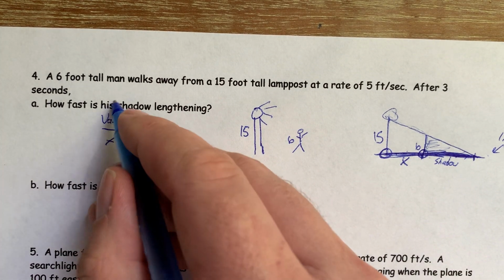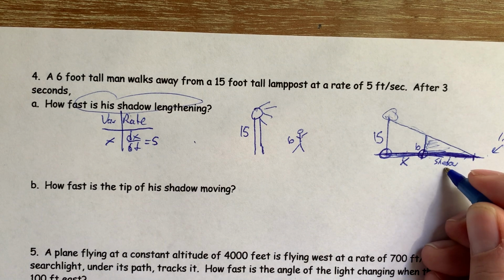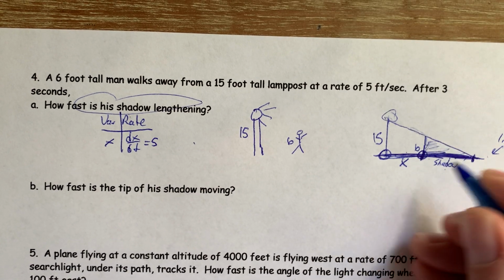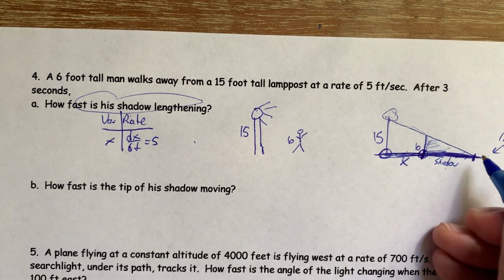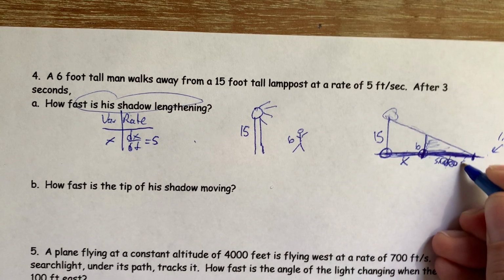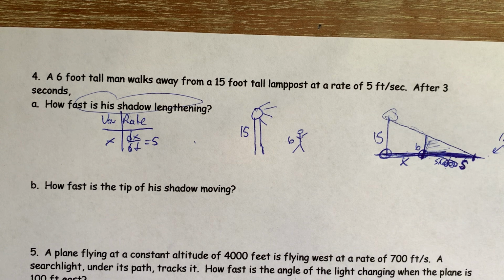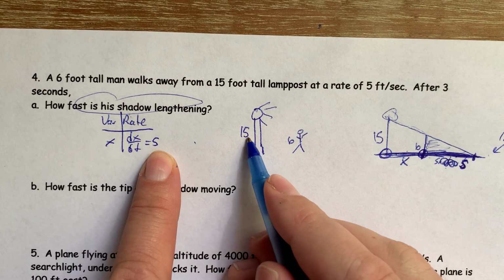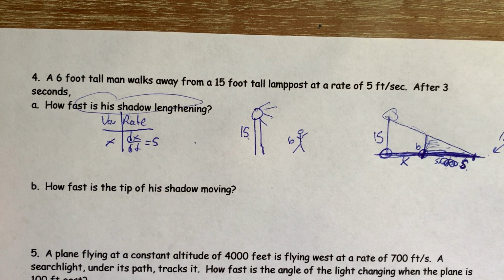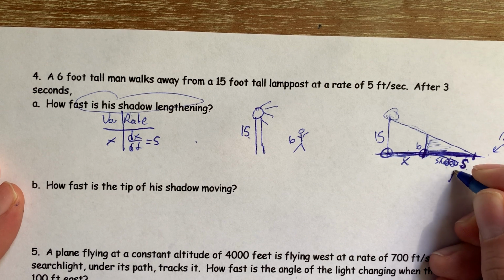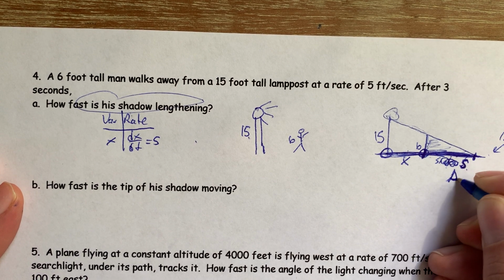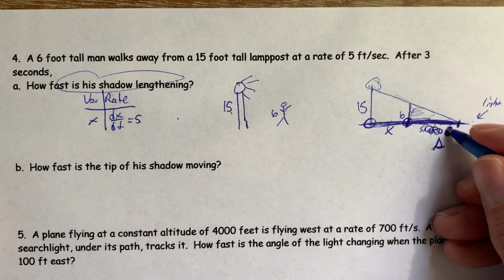And now it's asking how fast is his shadow lengthening. So I should use this length right here between the guy and where the light stops getting blocked off. I'm going to call that S. Man, I hate using S's in problems. They look like 5s. There's so many 5s in this. There's a 5 here. There's a 5 here. That S is going to cause us trouble. I'm going to use a script S, a cursive S. Okay. That's going to be my variable.